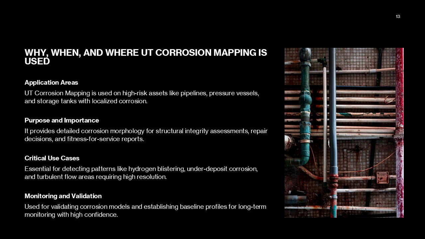fitness for service reports. The technique is essential when visualizing corrosion patterns is critical, for instance, in hydrogen blistering, underdeposit corrosion, or areas affected by high turbulence. UT corrosion mapping is also deployed when validating corrosion mechanisms predicted by modeling or when previous inspections have revealed inconsistencies. Because it offers the highest resolution in UT thickness measurement, mapping is often used to establish baseline corrosion profiles for long-term monitoring. It ensures high confidence in integrity assessments, especially when operating margins are tight or failure consequences are severe.